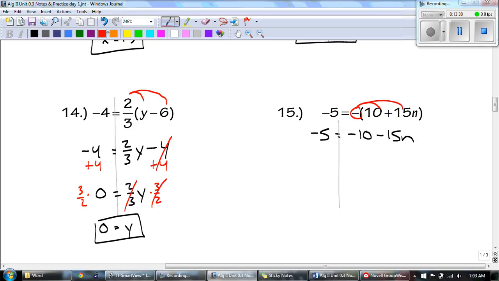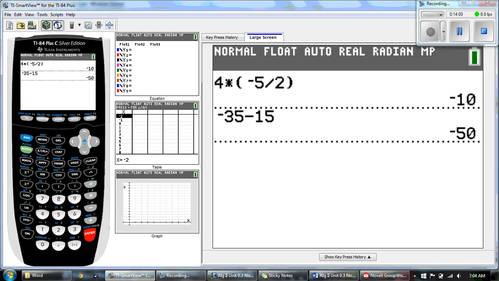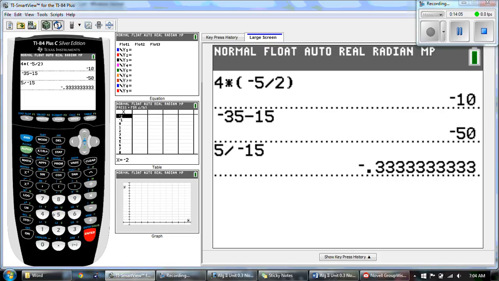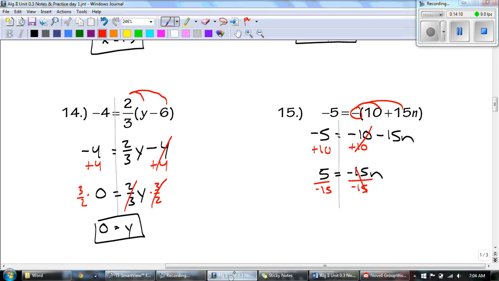And then it's just order of operations again, guys. We're going to add the 10 to both sides. That turns out to be 5 equaling negative 15 over n. To get the n by itself, we have to divide by negative 15. And we're going to get a fraction there, so 5 divided by negative 15. And just math, enter, enter. And there you go, negative 1/3. So negative 1/3 equals n.